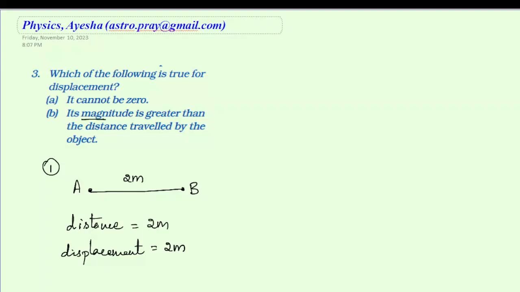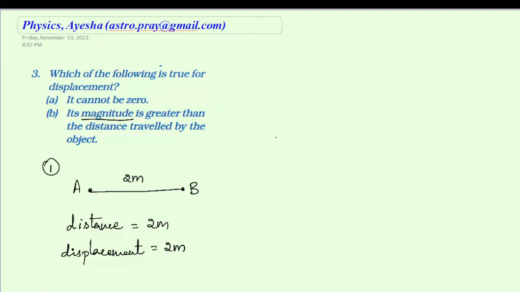Here, the word magnitude is nothing but we are only taking the number. We are not saying whether the object has gone back or gone front. Displacement is a vector. Distance is a scalar. So displacement being a vector can be positive, negative or 0, whereas distance can only be positive. That's the meaning of magnitude. It is just the measure of something. We are not saying whether it is going backwards or forward. So here in this case, the distance and displacement are the same.